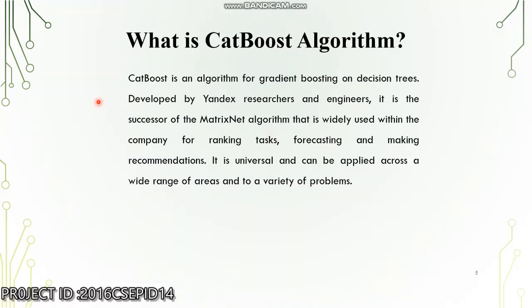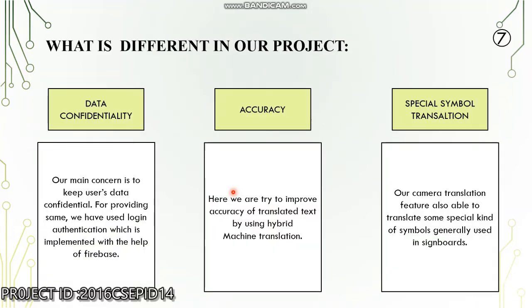So what is the CatBoost algorithm? CatBoost is an algorithm for gradient boosting on decision trees developed by Yandex researchers and engineers. It is the successor of the MatrixNet algorithm that is widely used within the company for ranking tasks, forecasting and making recommendations. It is universal and can be applied across a wide range of areas and to a variety of problems.